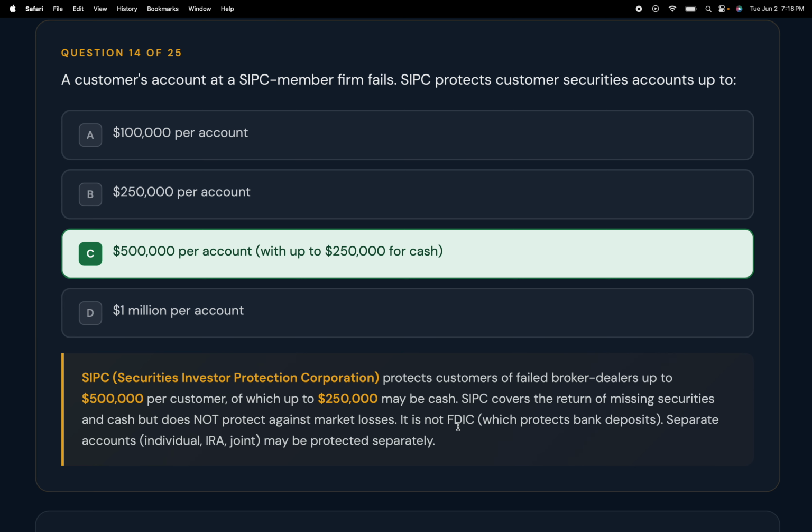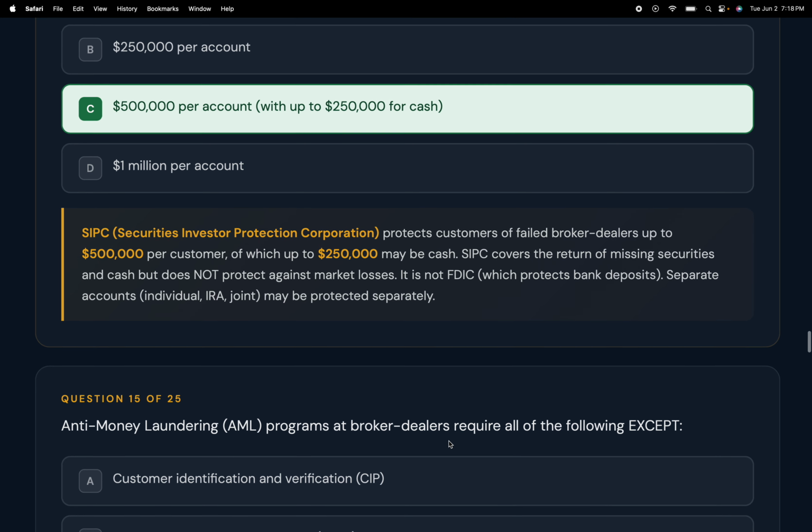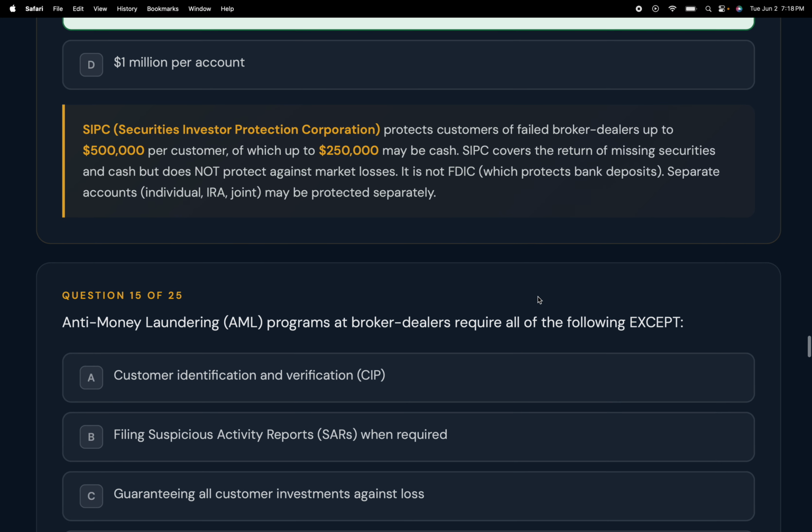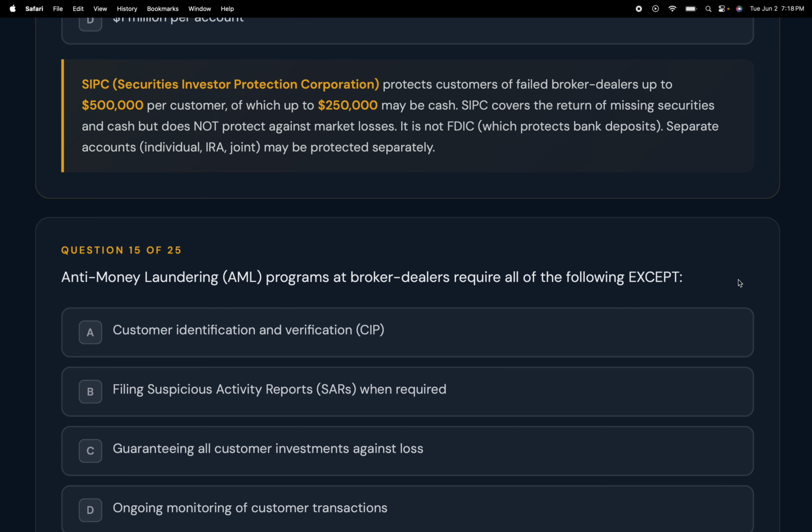Now, FDIC is for banks. So get this in your head. FDIC equals banks. SIPC equals investments. Okay? Get that in your head. Some great buzzwords there for that question. Potentially coming up: anti-money laundering. That doesn't sound too good. Anti-money laundering.